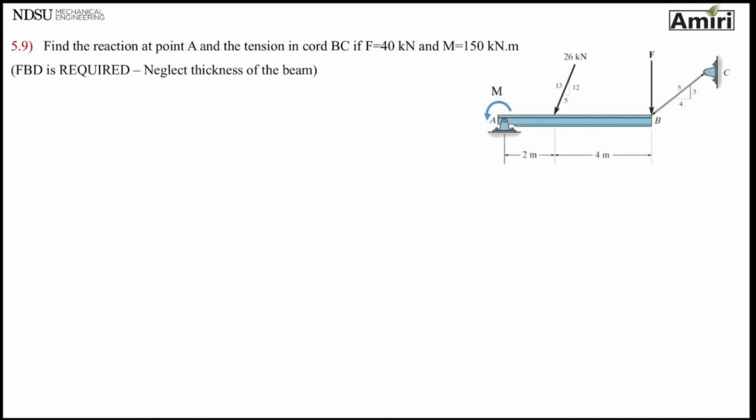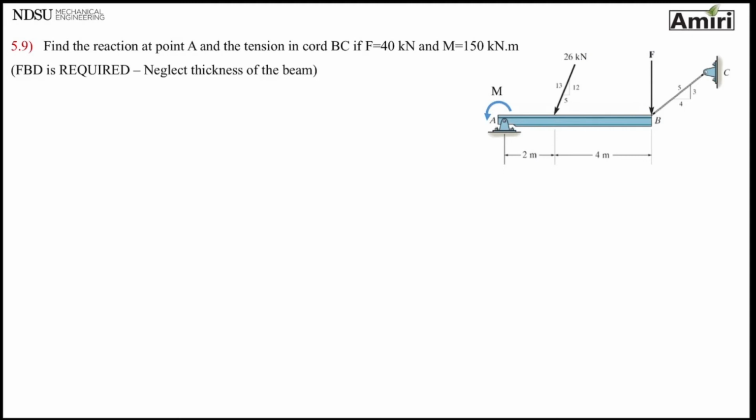All right, let's look at another problem, which is very similar to the one that we just did, but it has an important point that I want to mention. So find the reaction at point A and the tension in cord BC. If F is this much, moment is this much, free body diagram is required, neglect the thickness of the beam.